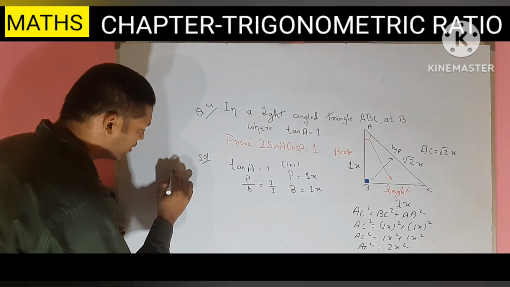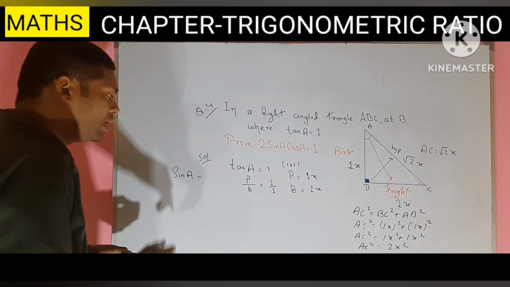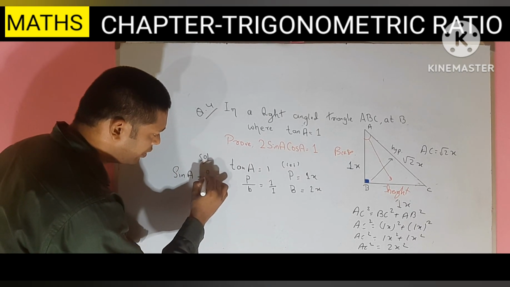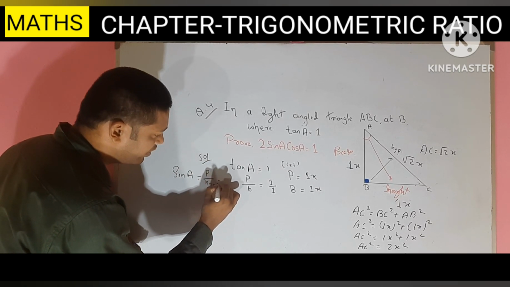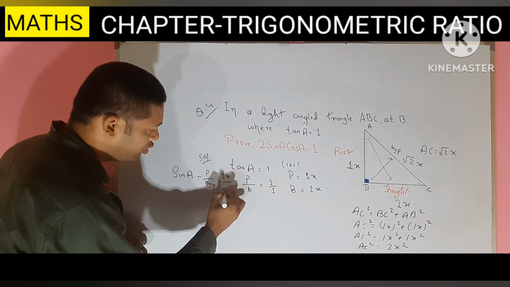So sin A, we know the function. What is the formula for sin A? Perpendicular by hypotenuse, or we can say height by hypotenuse also. So how much? 1x by root 2x.